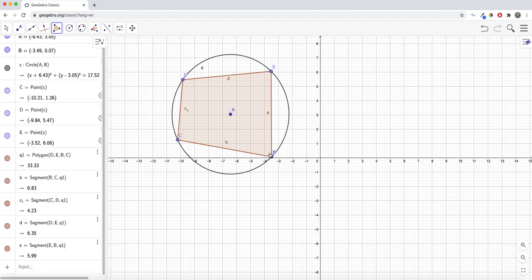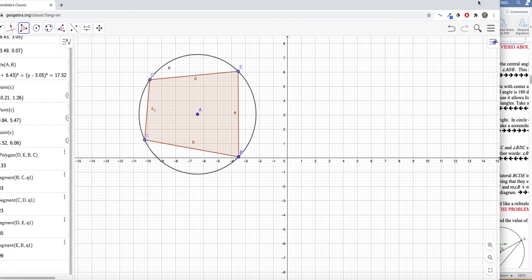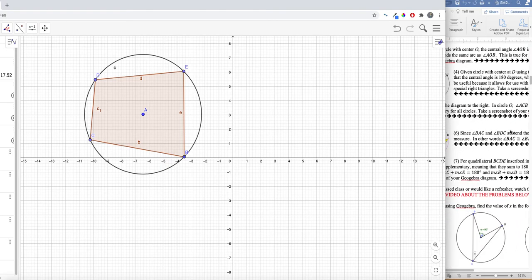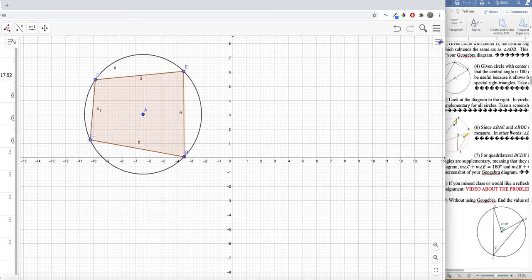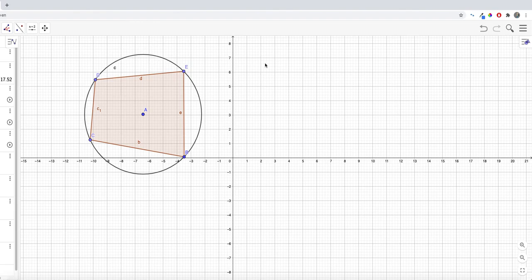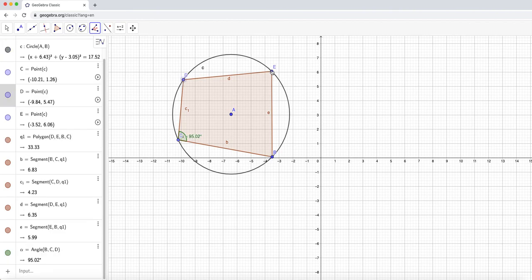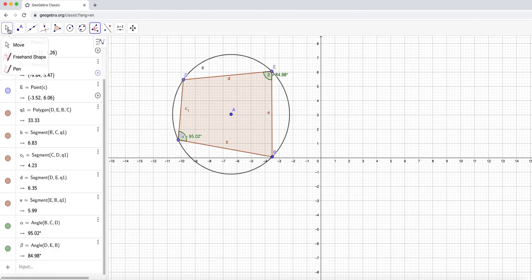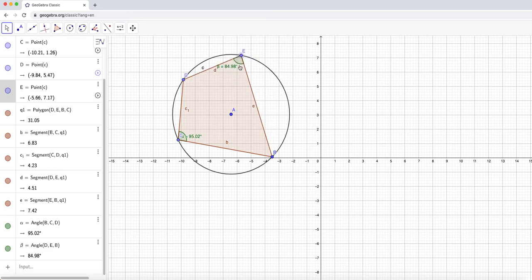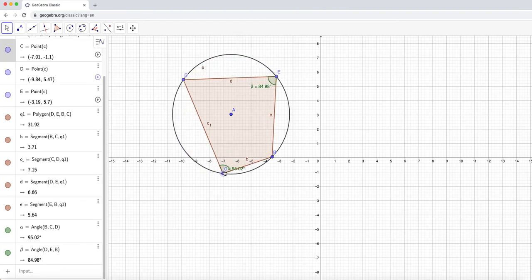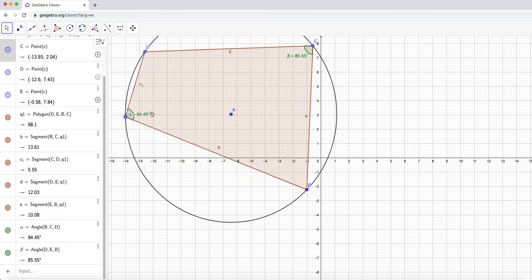Okay, now there's a claim about opposite angles in this one. So we have a theorem right here. It says for a quadrilateral inscribed in a circle, opposite angles are supplementary. So to show that, we need to measure the angles. And once again, supplementary means they add up to 180 degrees. And so if we add those two together, let's move that inside. So no matter where I move this, or no matter where I move this, those are supplementary. Now if I take this, I can make this bigger. Move these, no matter what, these are going to add up to 180 degrees.